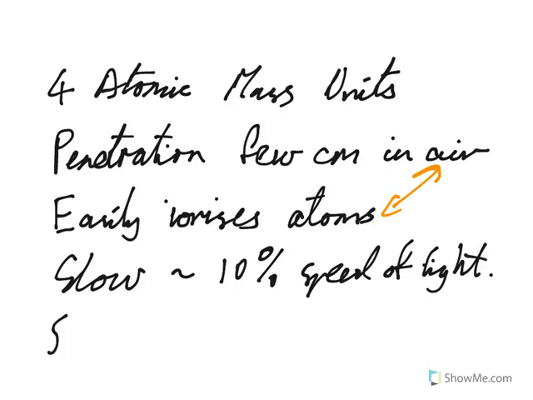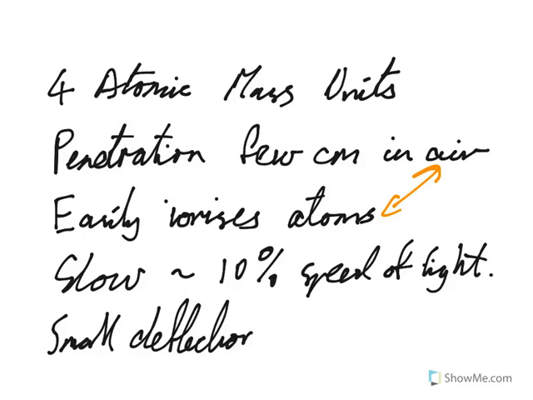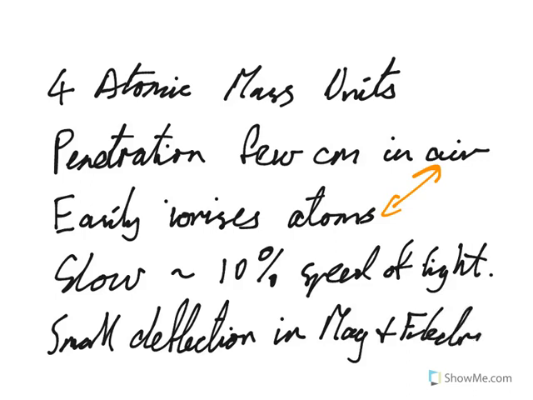And we've got small deflection in magnetic and electric fields. Alright, small deflection because of its mass, so relatively speaking, 4 atomic mass units is relatively heavy. Alright, so that's how an alpha particle behaves.